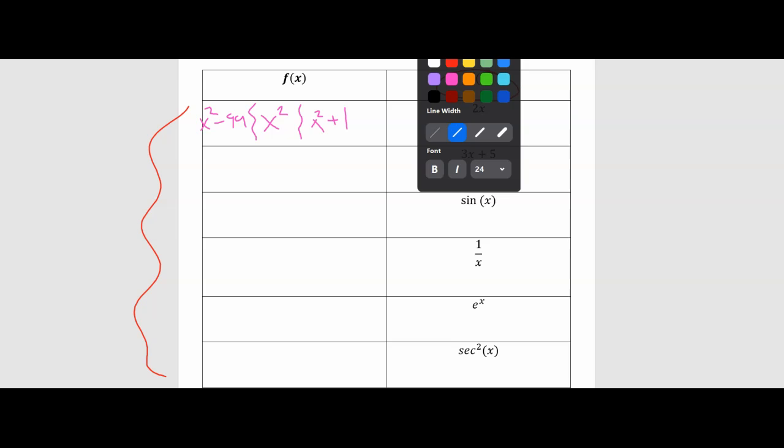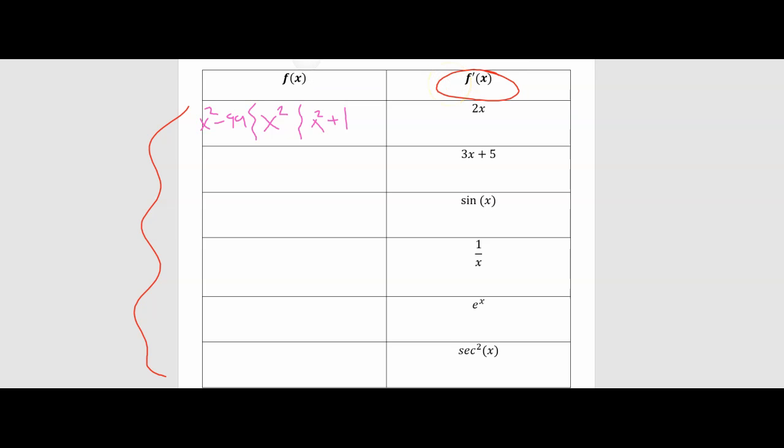For the second one, we have 3x plus 5. Well, that means my original function needed to be 3/2 x squared plus 5x, and maybe there was another constant on the end, right? But the 3/2 x squared plus 5x, those are non-negotiables. Those had to be in our original function.